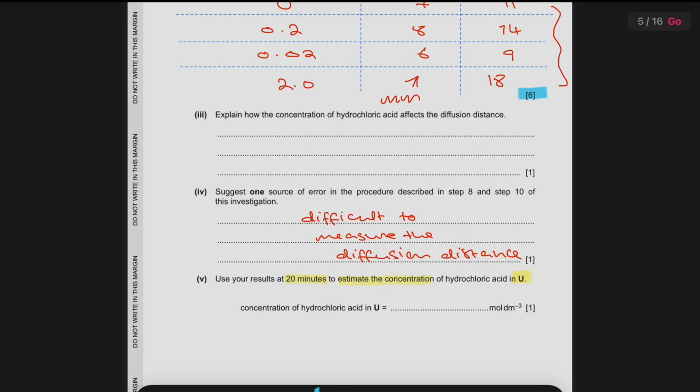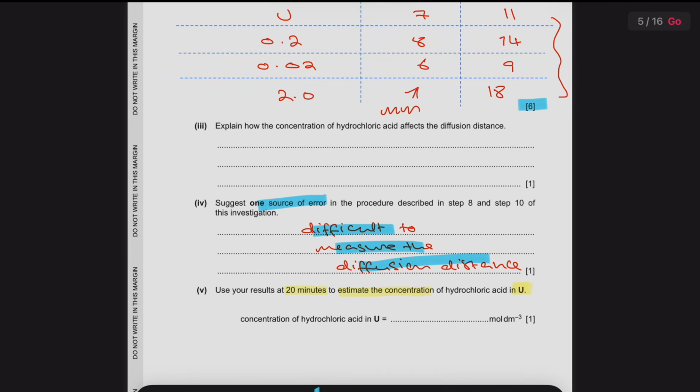Also, a lot of questions ask you about the sources of errors throughout experiments. These are stuff that can be really basic. At times it might require a bit of thinking, but usually it's as simple as it being difficult to measure the diffusion distance. Because, for example, let's say if a dye is being used, the dye is pale, or whatever the reasoning may be.